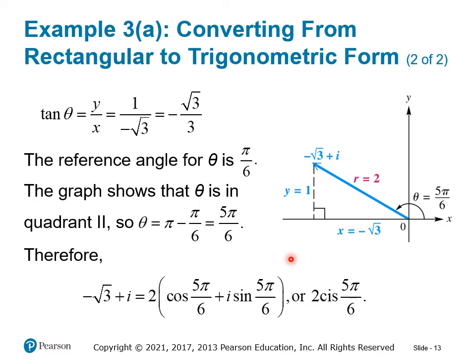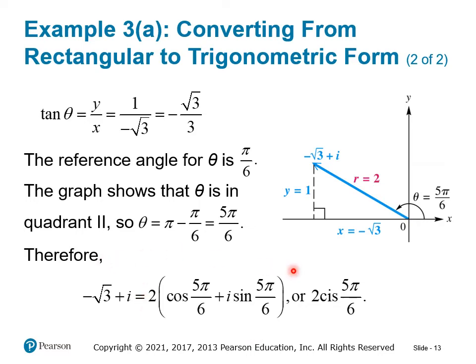So again, writing it in the polar form or the trigonometric form, we get 2, the magnitude r, cosine theta plus i sine theta. Let me do that again. 2 cosine theta plus i sine theta. So we get 2 cosine 5 pi over 6 plus i sine 5 pi over 6.